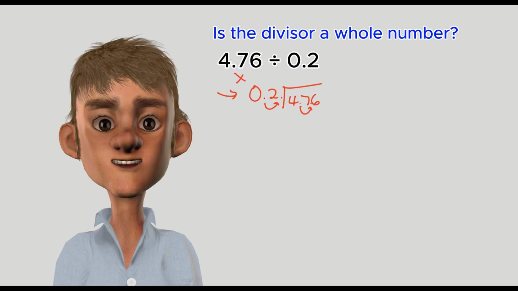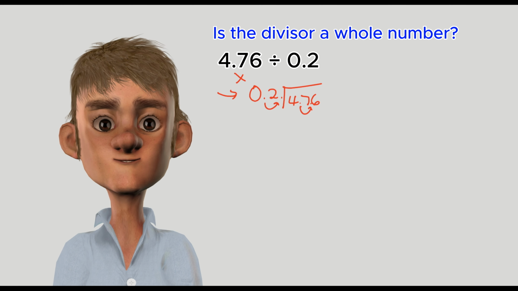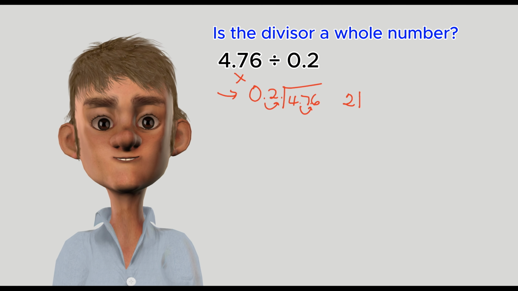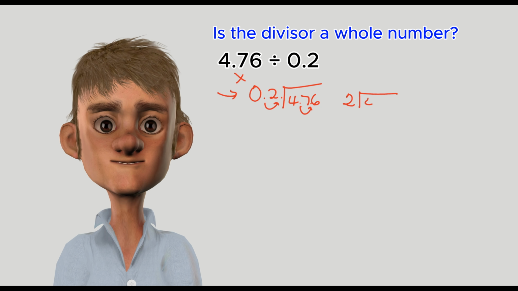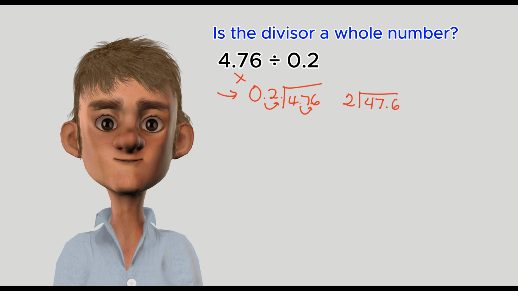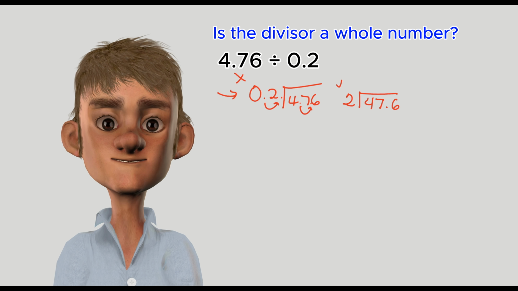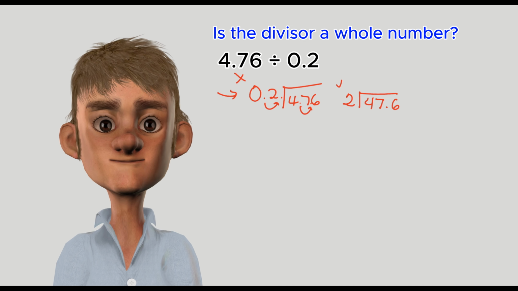Let's rewrite our problem, so it's a little more neat. We have 2 as our divisor, and for our dividend we have 47.6. So now, is our divisor a whole number? Yes. Now we can start our problem. Once your divisor is whole, you bring your decimal straight up, and go through your division process.